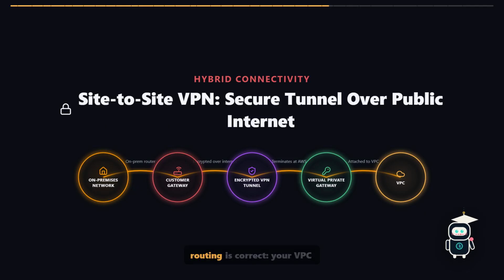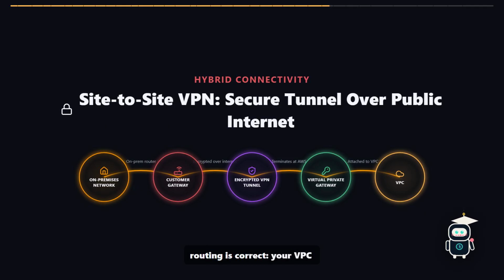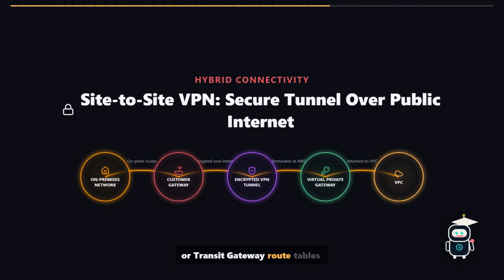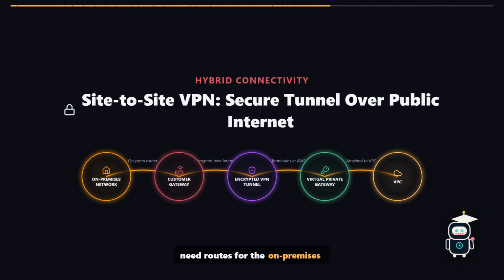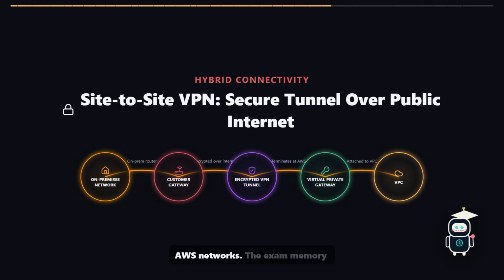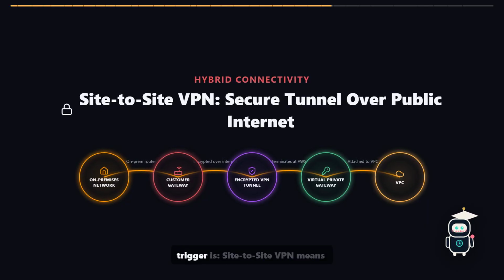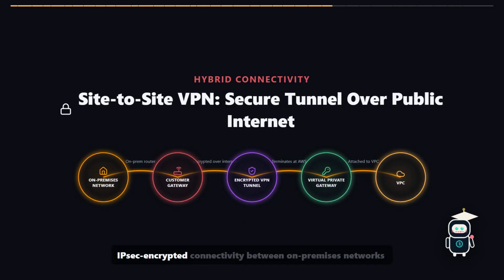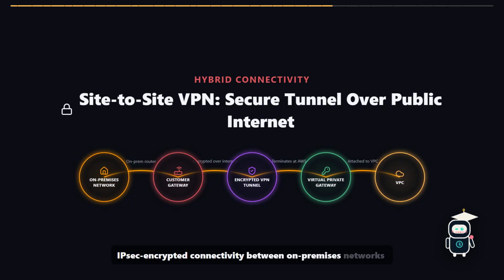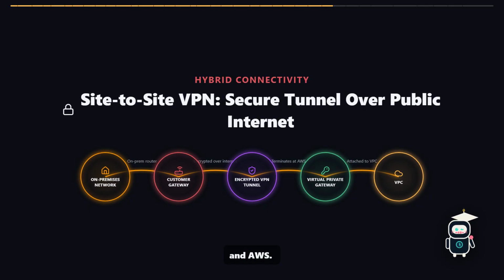Then make sure the routing is correct. Your VPC or transit gateway route tables need routes for the on-premises network, and your customer gateway needs routes back toward the AWS networks. The exam memory trigger is: site-to-site VPN means IPsec encrypted connectivity between on-premises networks and AWS.